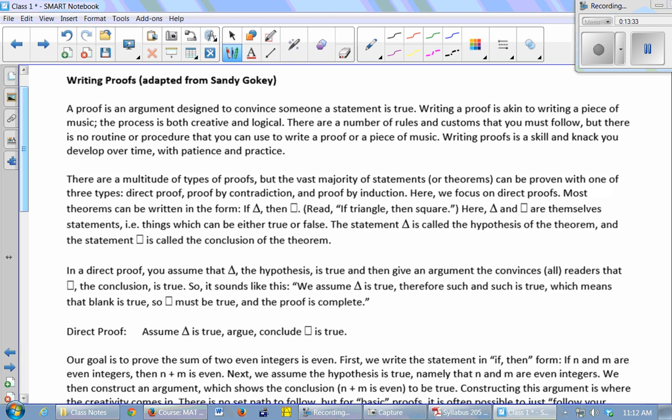Okay, so writing proofs is a skill, a knack that you develop over time with patience and practice. There are a multitude of types of proofs, but the vast majority of statements or theorems can be proven with one of 3 types: direct proof, proof by contradiction, and proof by induction. Today we're just going to talk about direct proofs. Most theorems can be written in the form if something, then something else, right? So you could read this: if triangle, then square. But triangle and square are themselves statements, that is, things that are either true or false.